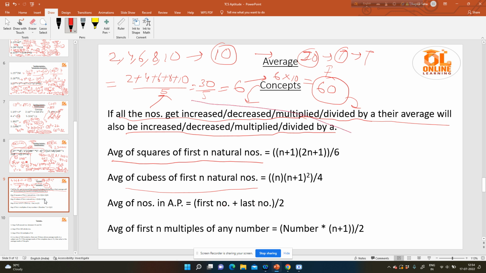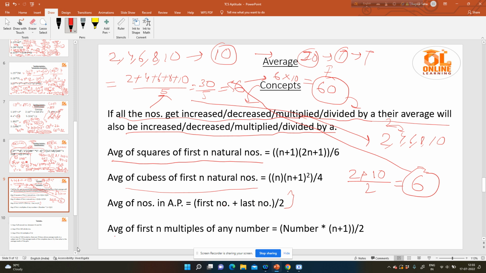Suppose you can check it with 2, 4, 6, 8, 10. They are in AP because their common difference is 2. So what will be their average? Their average will be first number 2 plus last number 10 by 2, that is 6. Here we wasted much time finding the average, but we can find it in seconds by first number plus last number by 2. These are the small tricks that will help you save your time in the actual exam. That is the most important thing in the exam, because the questions are easy but they take more time. So if you know the small tricks, you can solve them easily.